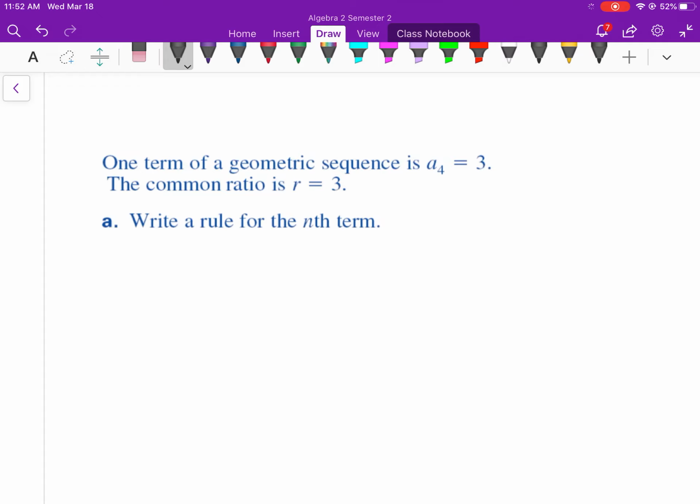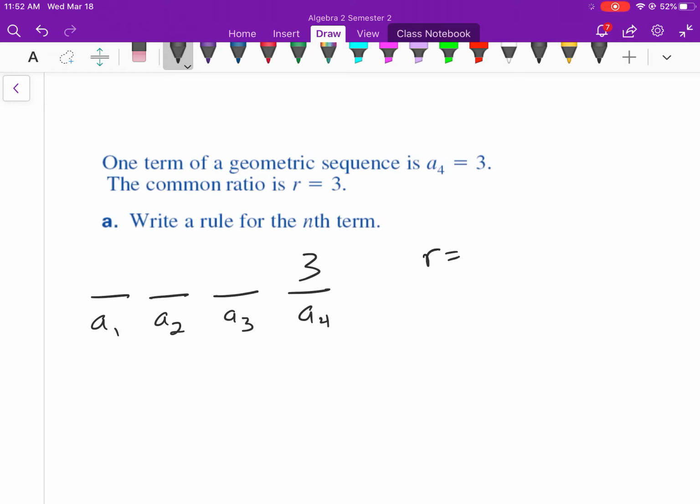Alright, so one term of a geometric sequence, a4, is 3. The common ratio is 3. Write a rule for the nth term. So we have a sequence and we're given the fourth term. So a1, a2, a3, a4. I'm given this term and I know that it is 3.